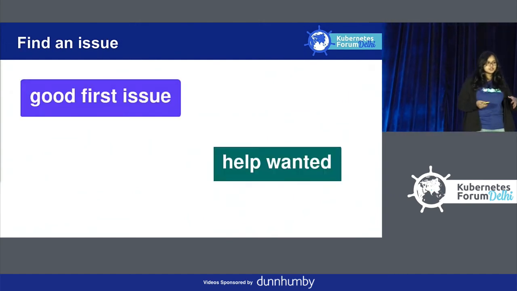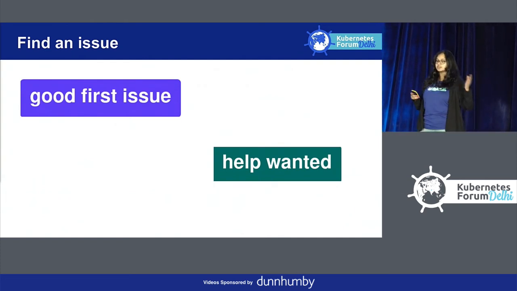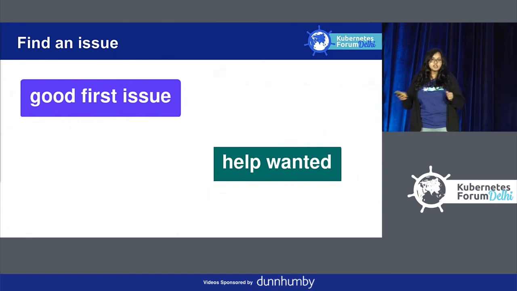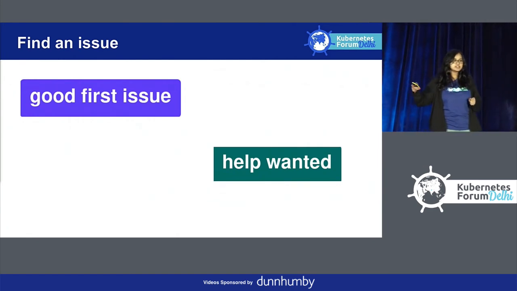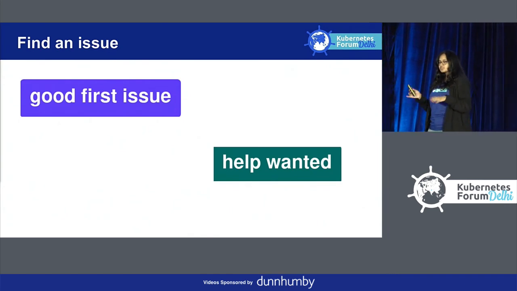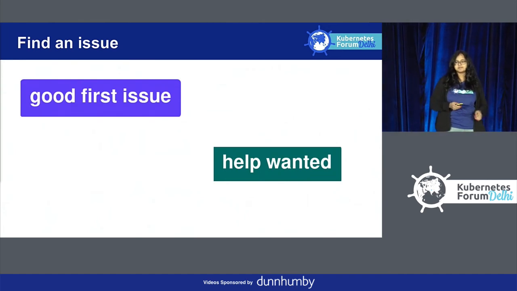To find an issue that you want to contribute to, we use two labels. The one is good first issue and the other is help wanted. If you're a complete first timer to the community, look for issues that are tagged good first issue. Once you've solved 2 or 3 good first issues, look for issues that are tagged help wanted, which are a little higher in difficulty compared to the good first issue ones.